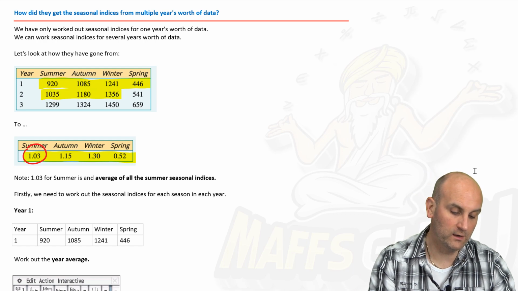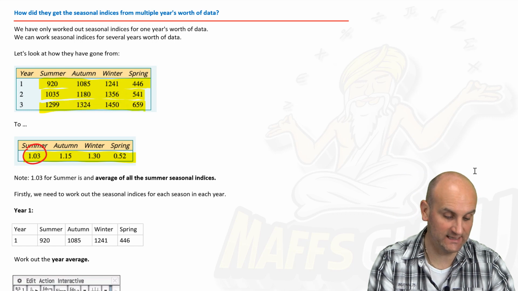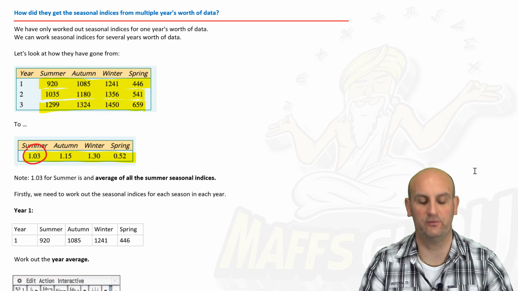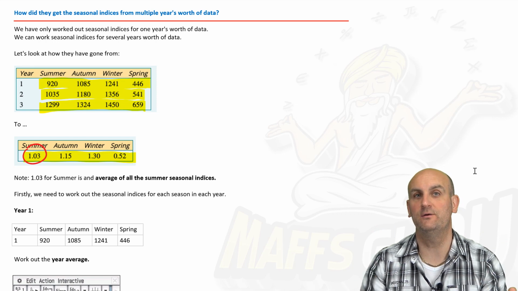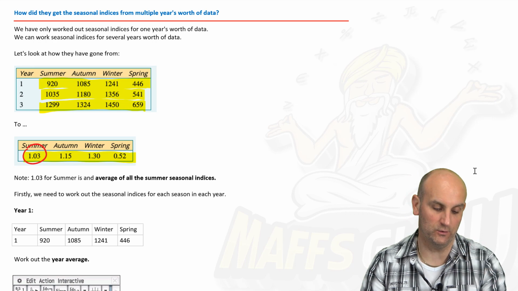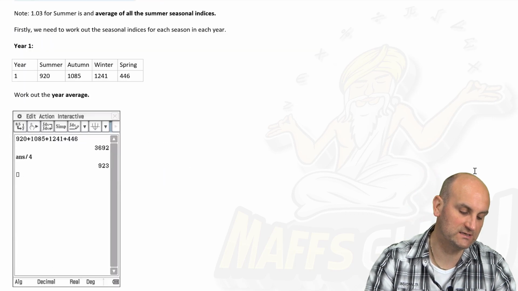1. We're going to do exactly the same thing for year 2, and surprisingly exactly the same thing for year 3. That will give me a table of seasonal indices. Then what I'm going to do is effectively average the summer seasonal indices, average the autumn, the winter, and the spring, which will give me those values here. So let's do this step by step.